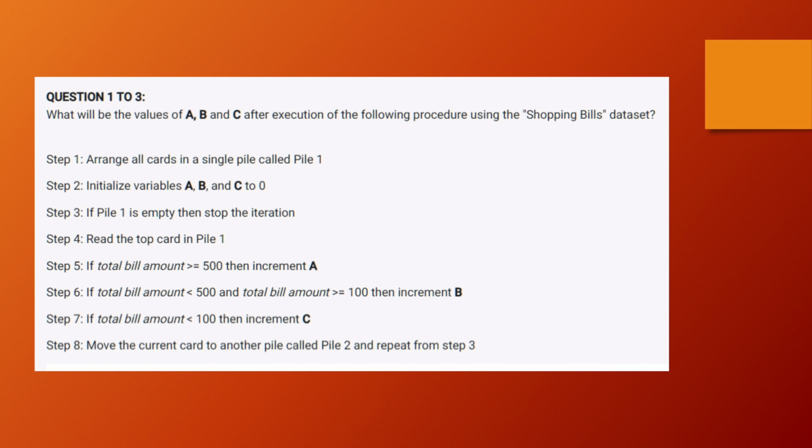And then step 8 finally says that move the current card to another pile called pile 2 and repeat from step 3. So this is basically just going through the cards again and again. Well, let's just move on to the answers.